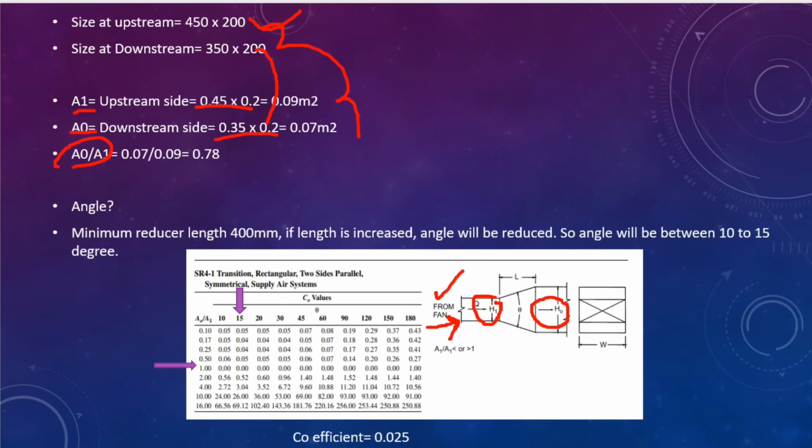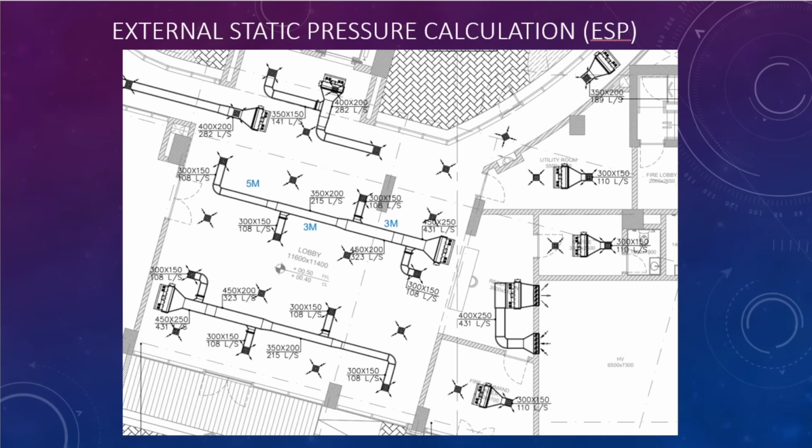For example, this side they have given A1 and this side they have given A0. That means this is the upstream side and this is the downstream side. So the upstream side is always H1 and A1. That is the reason upstream I have given 450 by 250. In our case, if you go to our FCU, this is the fan direction, which is coming from here. So this is the upstream side, that means A1, and here is the downstream side, that is A0. So you have to divide A0 by A1 to find the answer.